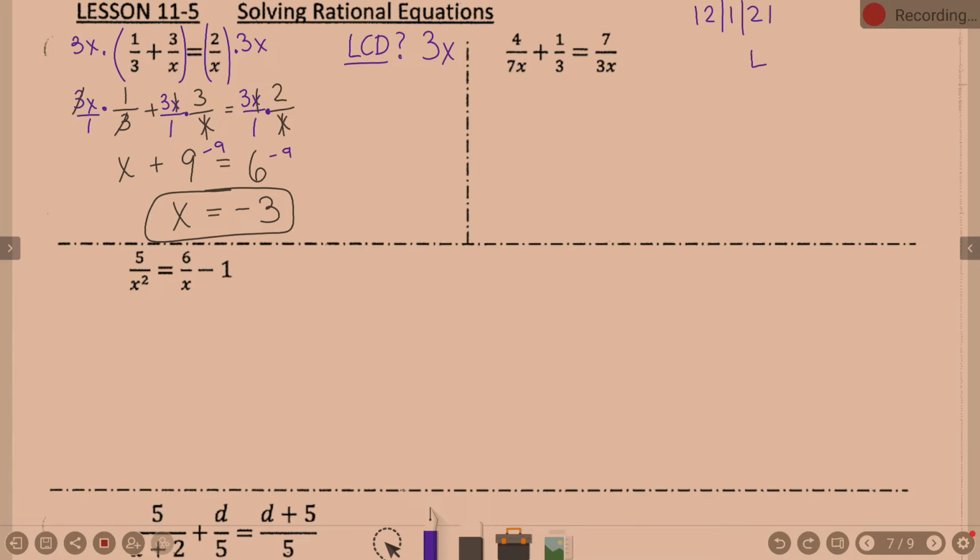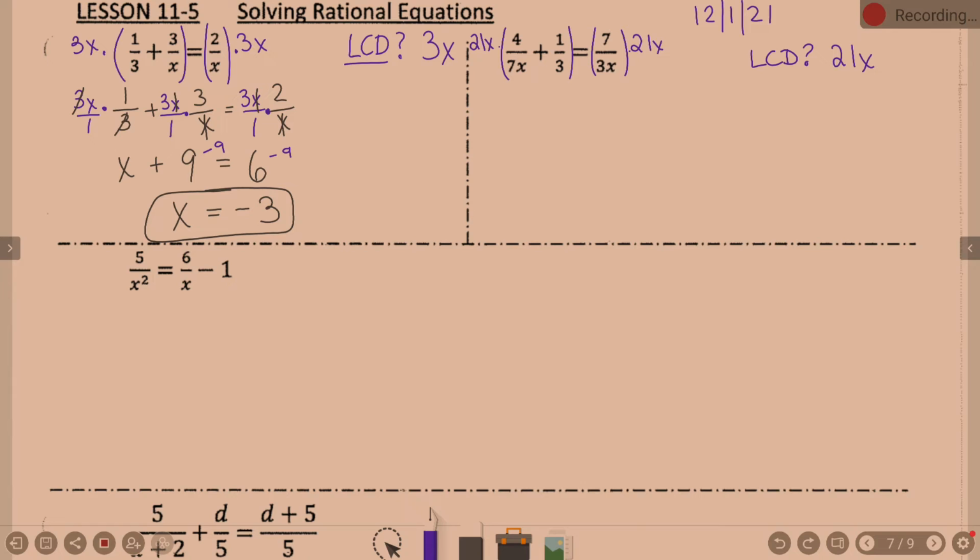Okay. My first question on every problem. What would be my least common denominator if I was getting a common denominator? So 3 and 3 are the same, but 3 and 7 both multiply into 21. The x's have the same power, so we're going to use 21x. So what do I do with that 21x? Multiplying both sides of our equation by 21x.